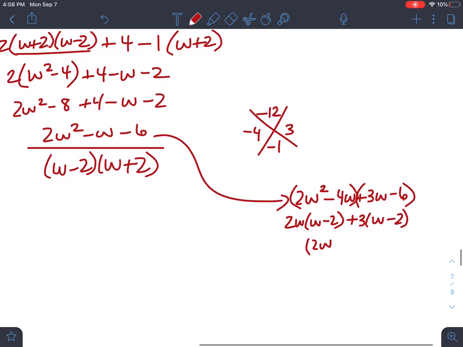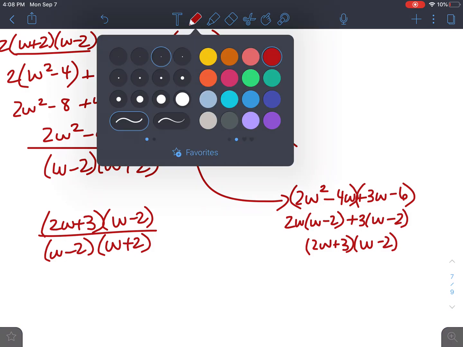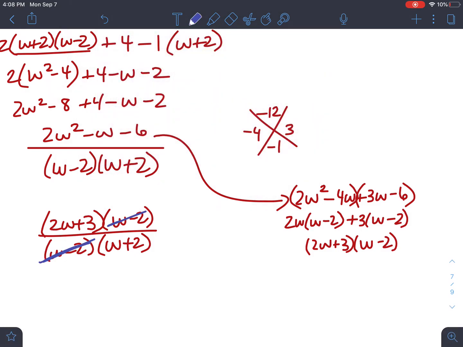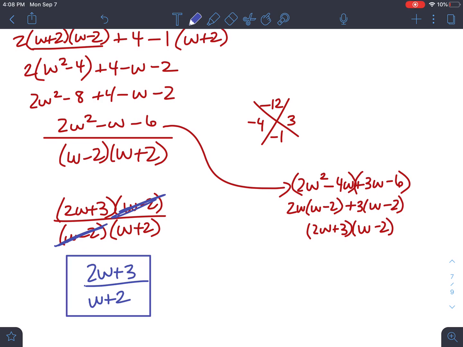Long story short, I'm going a little bit quick through the factoring just because either way, you should get to a point that says this. 2w plus 3, w minus 2, divided by w minus 2, and w plus 2. Okay, and when you get here, finally, we have an example that paid off, and we actually do need to simplify. So our final answer is 2w plus 3 over w plus 2.